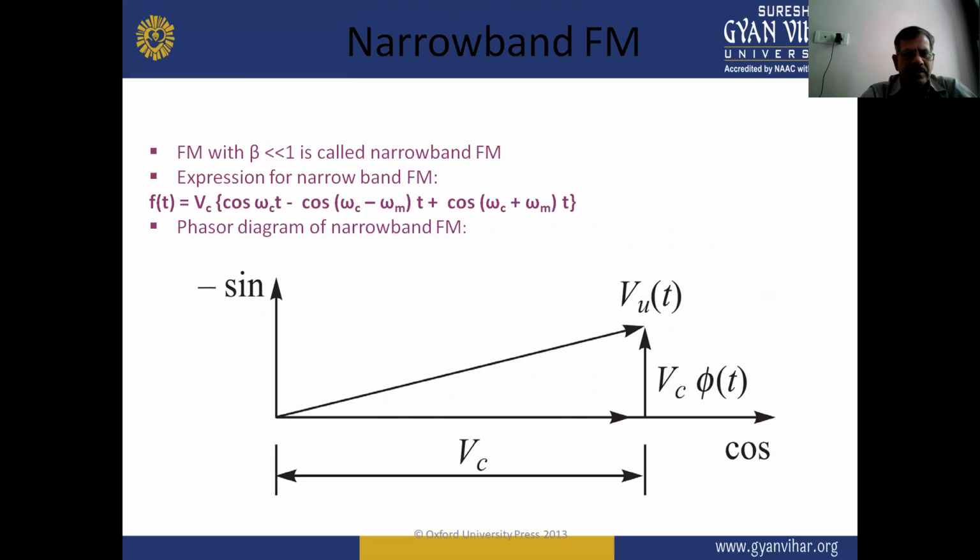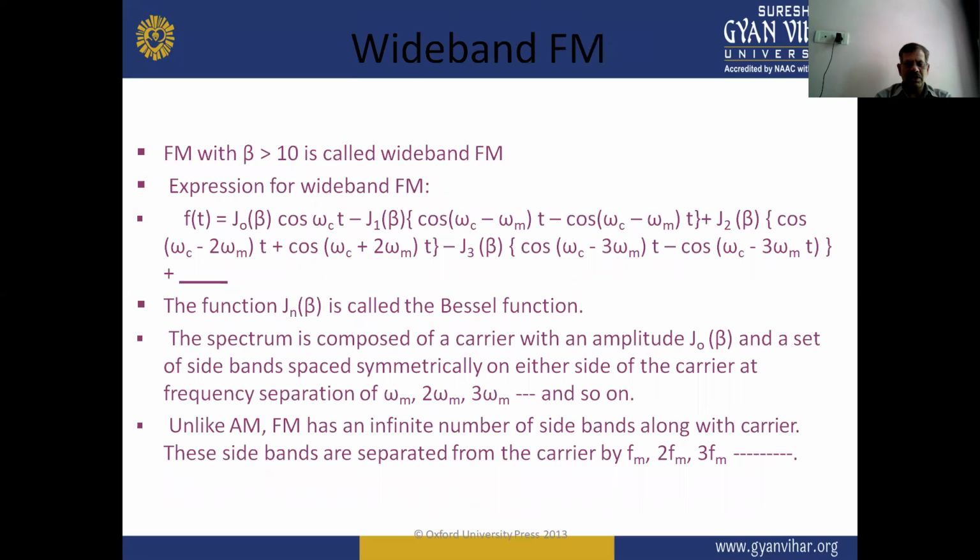FM with beta very much less than 1 is called narrowband FM, and the expression for narrowband FM is f t equal to Vc into cos omega c t minus cos of omega c minus omega m into t plus cos of omega c plus omega m into t. The phasor diagram of narrowband FM is given here in this figure.